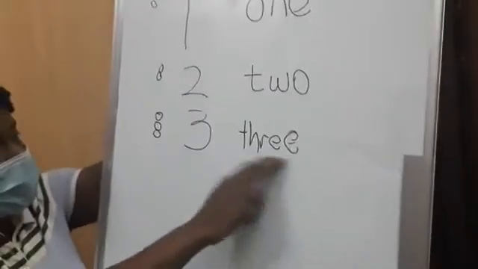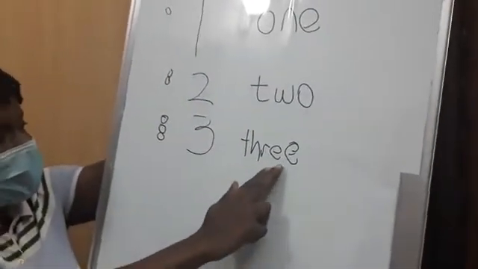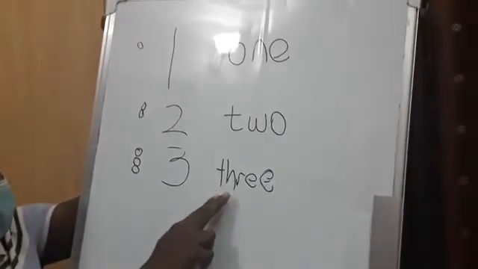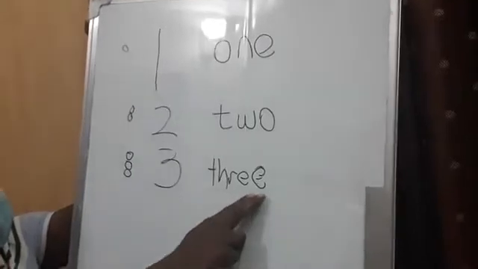This is 3. This is 3. This is 3. Can we spell? T-H-R-E-E, 3. T-H-R-E-E, 3.